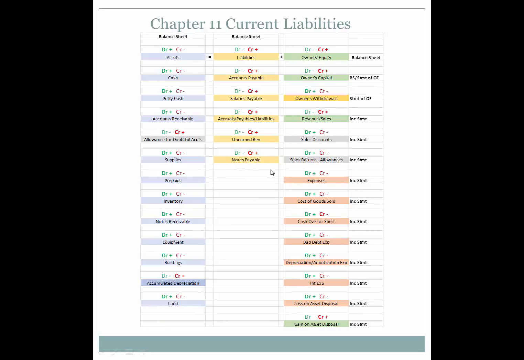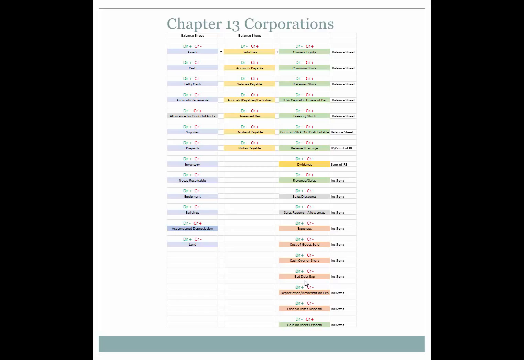Next, we looked at current liabilities. We've run across notes payable before, and so now we're learning about interest expense. We're seeing that for the first time. It is an expense, and it is debit-based and increases with the debit.